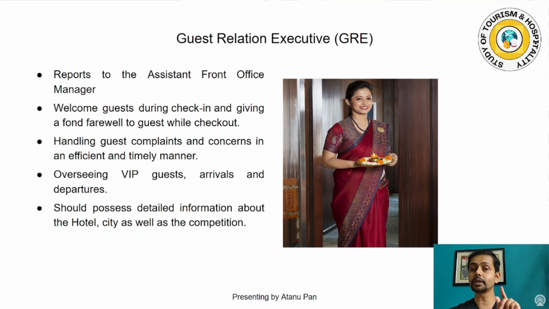What else? Not only about the hotel, but about the locality where the hotel is located. It may be in a city, in a village, or in a suburban area. Okay, about those areas, and what the different facilities or places are that the guests can explore in that city. So all this information should be there with the GRE.